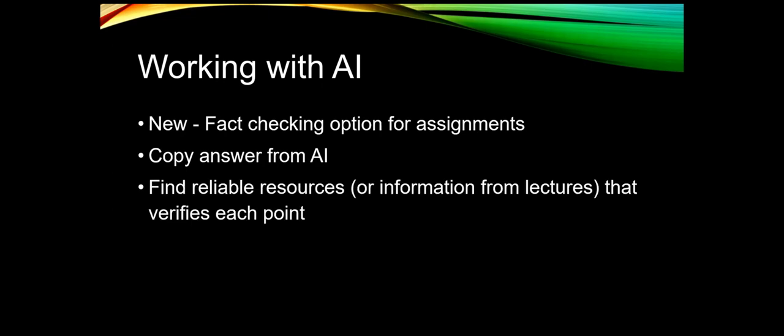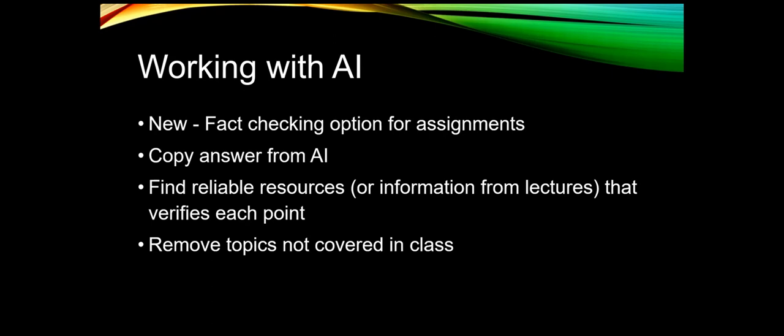This particular semester, I've added a new component, so we'll see how it goes, which is having students work with AI. And I'm calling this the fact check option for the assignment. First they have to tell me, I'm doing the fact checking assignment. They copy the answer from AI verbatim, and then they need to find reliable sources to support or dispute the answer that AI is giving them. One of the things that's really important for me is to teach students to critically think through information they find online. So verify it in other sources.